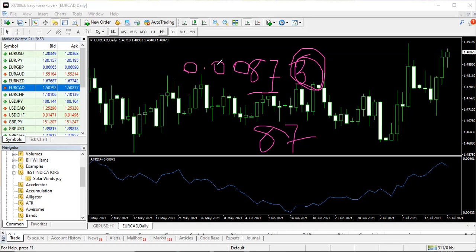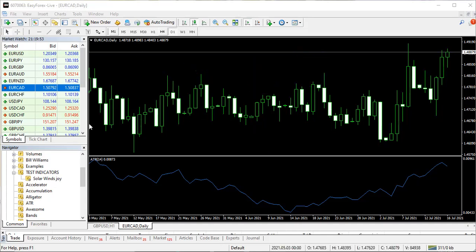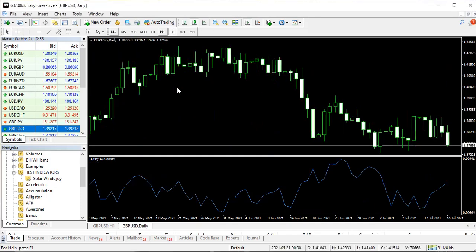If you take all the pairs one after the other, you will see the average movement of each pair. So for instance, this is GBP USD. If you look at it on the ATR, it's 0.00819. So it means on average, this pair will move 81 pips. 819, we forget the 9, so it's left with 81. So on average, GBP USD on daily will move 81 pips.